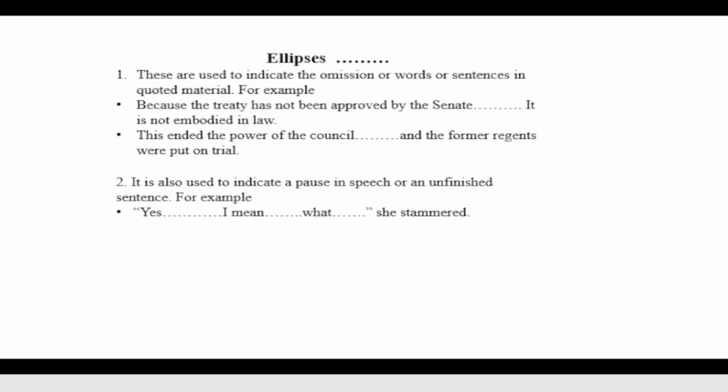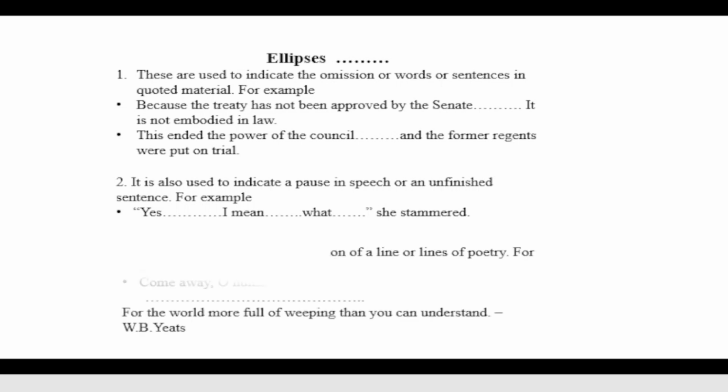2. It is also used to indicate a pause in speech or an unfinished sentence. For example, "Yes, I mean... what?" she stammered. 3. It is also used to indicate omission of a line or lines of poetry. For example, "Come away, O human child... for the world more full of weeping than you can understand." W.B. Yeats.